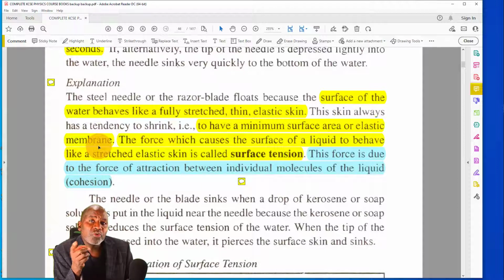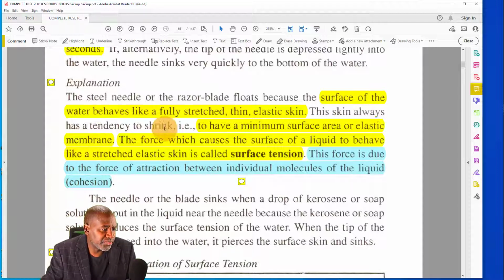You'll find that the surface area of the cube or the cylinder is much bigger than the surface area of the sphere. So the reason why liquids form spherical shapes is because the surface of the liquid behaves like a fully stretched elastic skin, which tends to achieve the smallest possible surface area. And the spheres have got the smallest surface area.